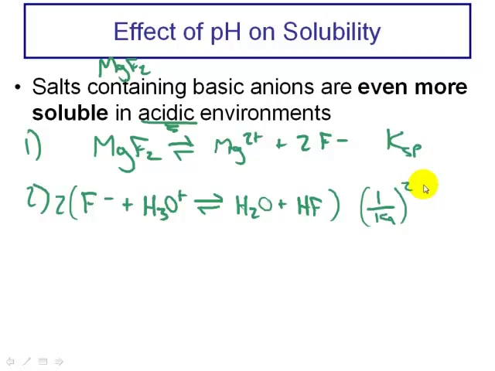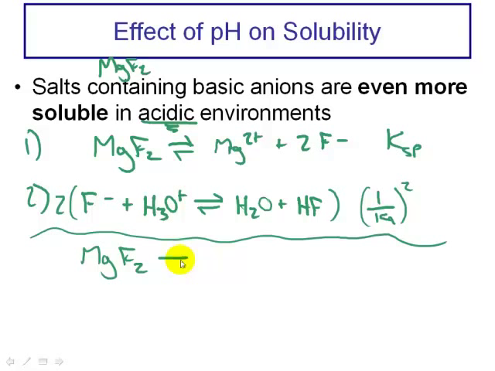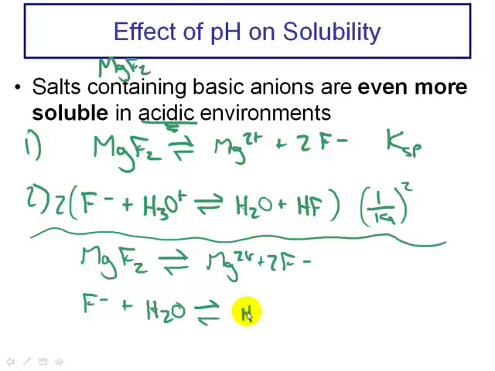So, Sabrina, you had a question about what happens in basic solution. Here's the thing. Let's think about magnesium fluoride in pure water. Magnesium fluoride in pure water is going to ionize, and it gives me magnesium 2 plus and 2 F minus. F minus in pure water will react with water and produce HF and OH minus. And this second step, the equilibrium constant is going to be Kb, and this is Ksp up here.